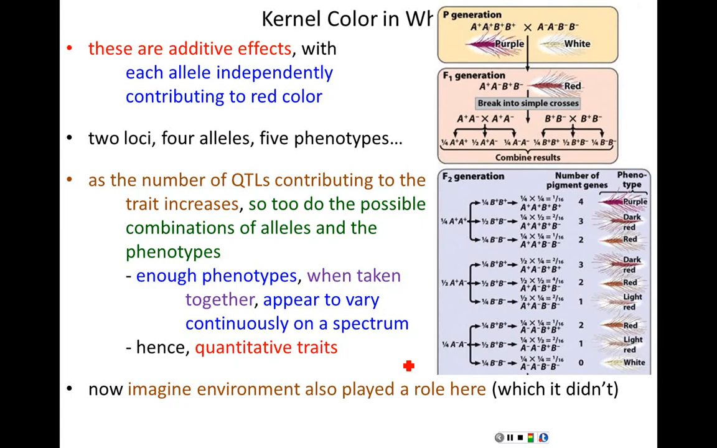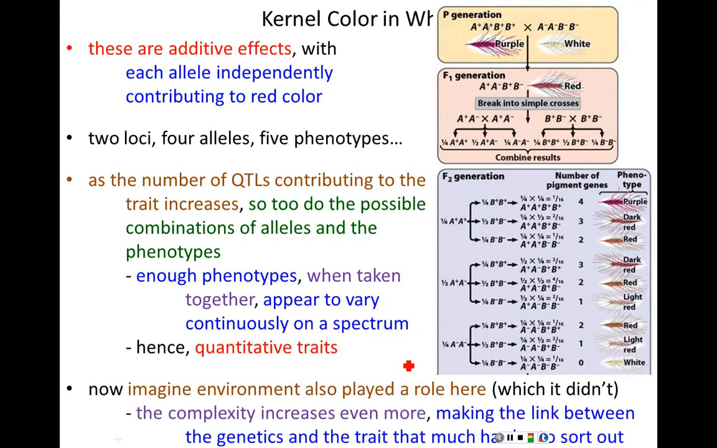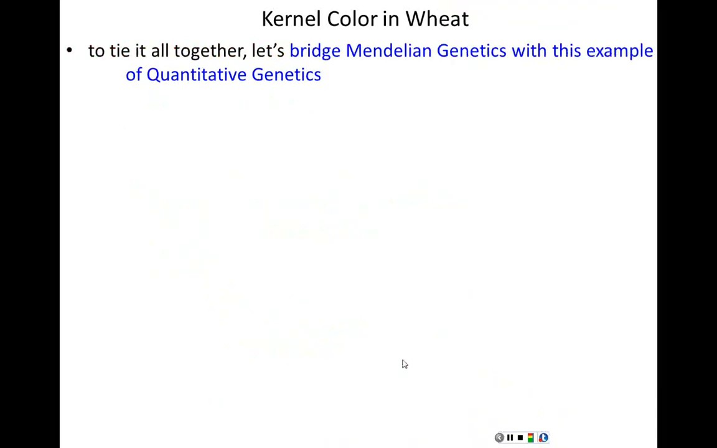Now imagine that environment also played a role here. It didn't play a role for these red plants, but imagine that it did. We would further increase the complexity of the trait, making the link between the genetics, the genotypes, and the trait even harder to sort out. But okay, let's go back to kernel color in wheat. Let's tie it all together.